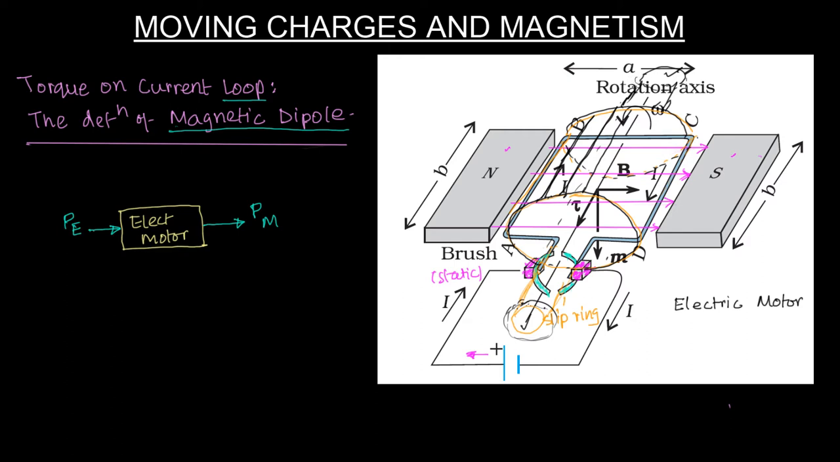There'll also be a housing, okay? You must have seen the end covers of the motors, right? From the end of the motor, you'll be able to remove a circular cover, okay? In that cover, you have this housing mounted. So it's a pretty rigid, properly supported system, okay?